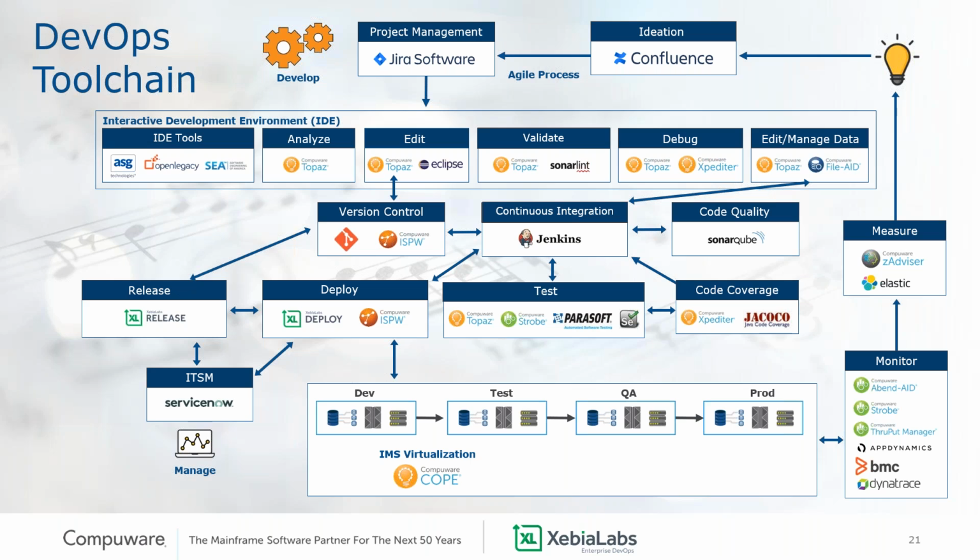Let me summarize what we've seen today. Analyzing and editing code with ISPW and Topaz for program analysis, unit testing and how it can be automated with Topaz for Total Test, how XebiaLabs XL Release automates your entire software delivery pipeline from development, tests, to releasing to production. Now, we've focused on just a portion of the total tool chain that you see here, which also covers things like ideation, data management, code quality, and performance monitoring. But we want to focus just on some of those things that are more towards the center today.